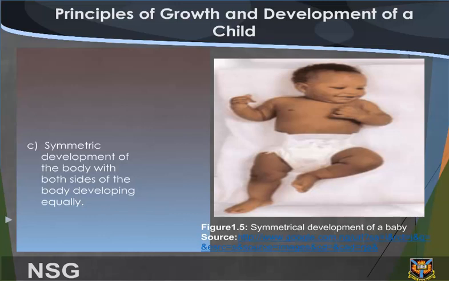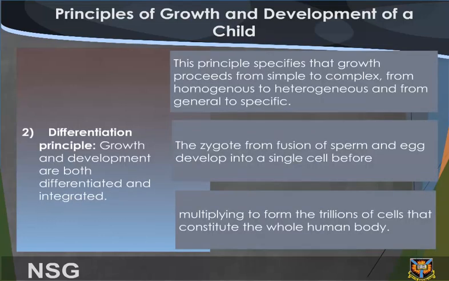C. Symmetric development of the body, with both sides of the body developing equally. 2. Differentiation principle. Growth and development are both differentiated and integrated. This principle specifies that growth proceeds from simple to complex, from homogeneous to heterogeneous, and from general to specific. The zygote from fusion of sperm and egg develops into a single cell before multiplying to form the trillions of cells that constitute the whole human body.